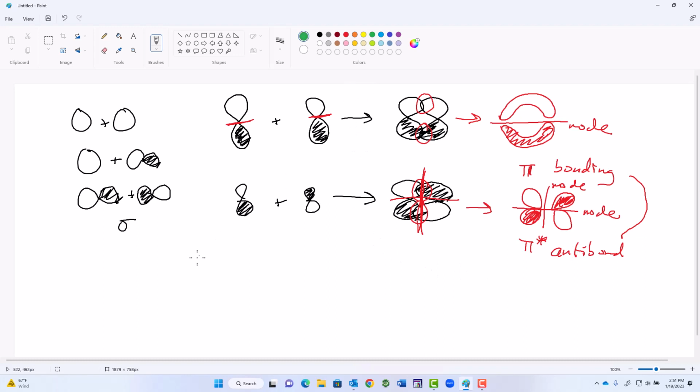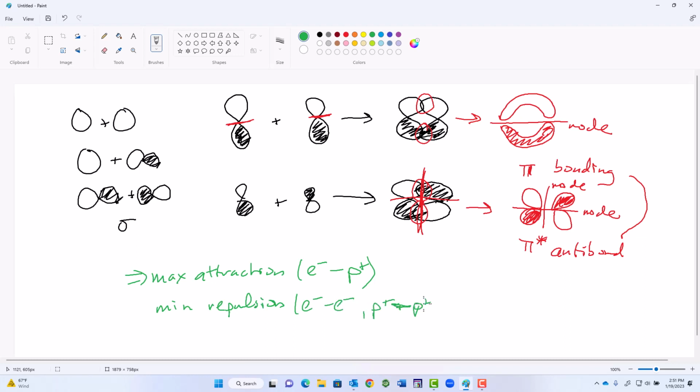Just remember when bonds are forming, the atoms are moving together to maximize the attraction. So that is the attraction between electrons and protons, or electrons and the nucleus, and minimize repulsion. So that's going to be the electron-electron repulsion and the proton-proton repulsion in the nucleus. So all of these antibonding formations are going to be appearing as well.